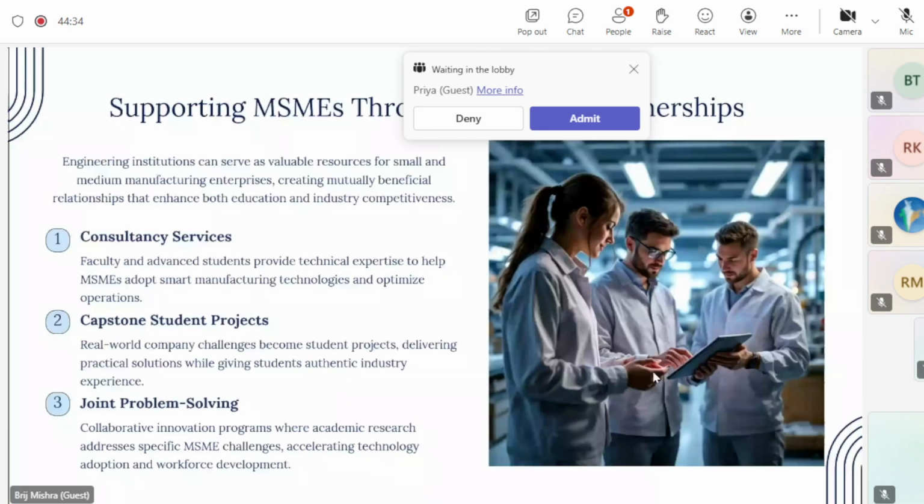We can create capstone student projects, joint problem solving sessions, or projects. This kind of thing can be explored between industry and academia. So I'll take a 10-second pause. If there is any question, any input, most welcome.